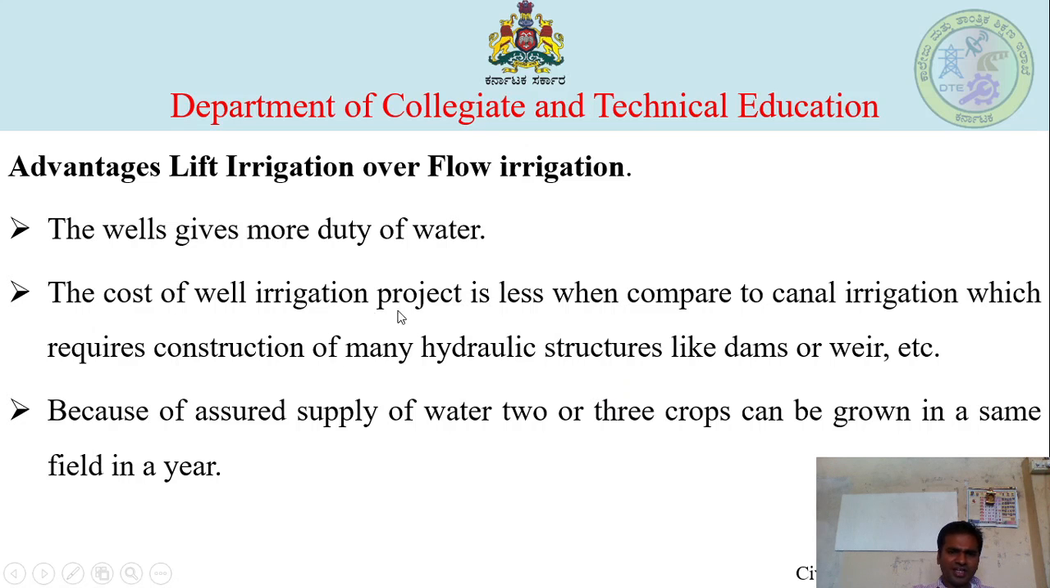The cost of a well irrigation project is less when compared to canal irrigation, which requires construction of many hydraulic structures like dams or weirs, etc. Because of assured supply of water, 2 or 3 crops can be grown in the same field in a year.